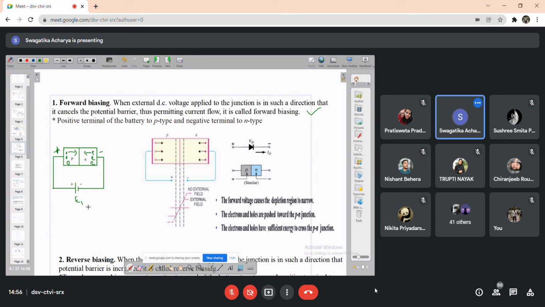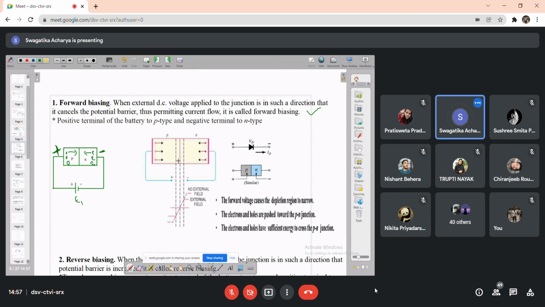When I am applying forward biasing to the diode, it means I am applying positive potential to the P terminal and negative potential to the N terminal, right? So as the electrons are the majority charge carriers in the N-type material, the negative potential will force these electrons to move towards the junction. Similarly, this positive potential will force the holes to move towards the junction, isn't it? Now what will happen? Electrons are moving in this direction, and in the P-type material, holes are moving in this direction.